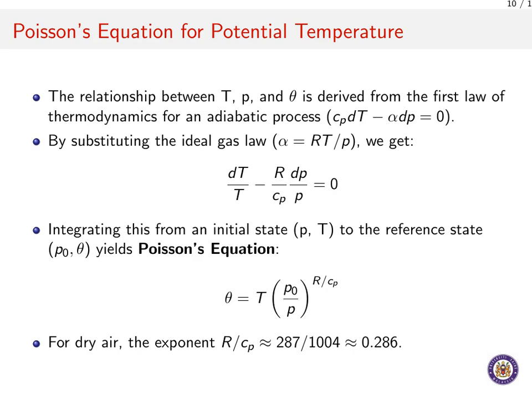The final step is to integrate this equation. We integrate from an air parcel's initial state, defined by its pressure P and temperature T, to a reference state where the pressure is P naught and the temperature is the potential temperature, theta. This integration yields the famous Poisson's equation, theta equals T, multiplied by the ratio P naught over P, all raised to the power of R over C_p. For dry air, that exponent, R divided by C_p, is a constant value of about 0.286, a number you will become very familiar with.